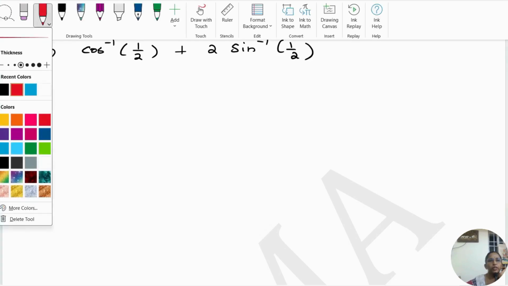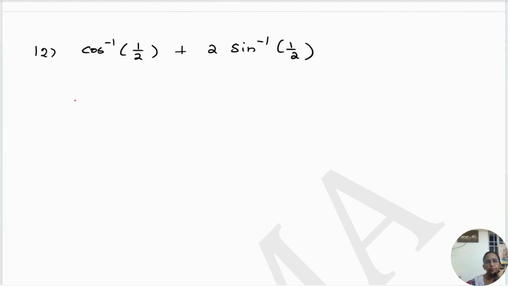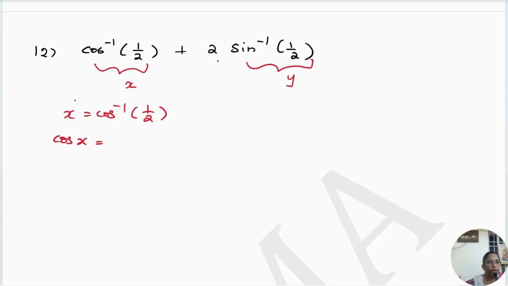Coming to the 12th question, the same process as your previous sum. So cos inverse of 1 by 2 can be taken as x and sin inverse of 1 by 2 can be taken as y, and so x plus 2 times y we have to consider. So x is equal to cos inverse of 1 by 2. So cos x is equal to 1 by 2, which in terms of cos is pi by 3. Since it falls within the branch value, cos inverse of 1 by 2 will be equal to pi by 3.